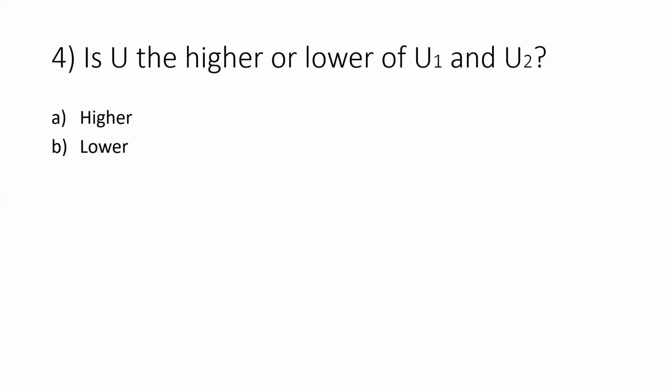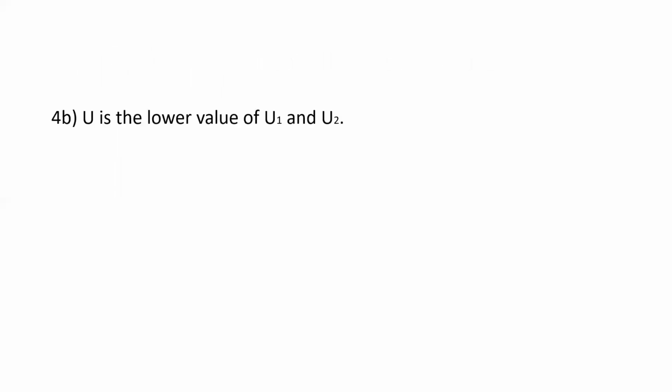Question 4. Is U the higher or lower of U1 and U2? A, higher. B, lower. And the answer is B. U is the lower value of U1 and U2.